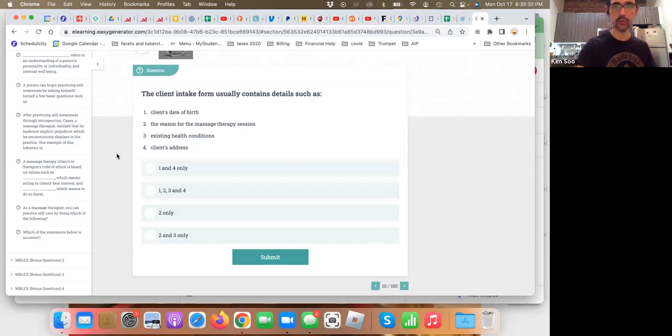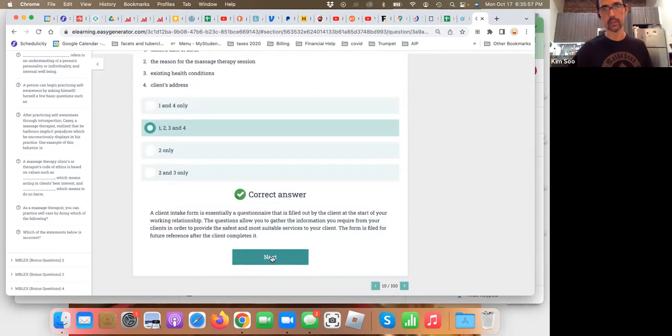Okay, the client intake form usually contains details such as the client's date of birth, the reason for the massage therapy session, existing health conditions, or the client's address. Client intake form: client's date of birth, reason for the massage therapy session, existing health conditions, client's address. So I'm going to say 1, 2, 3, and 4. And that also is correct.